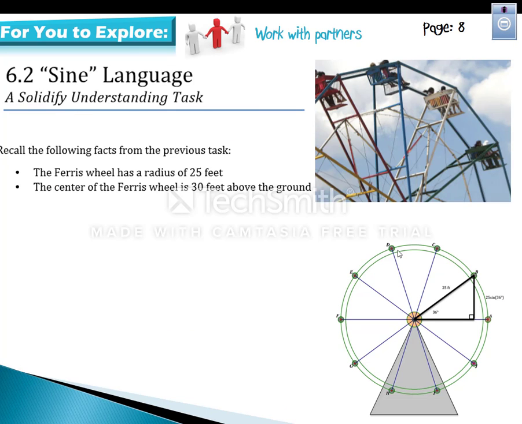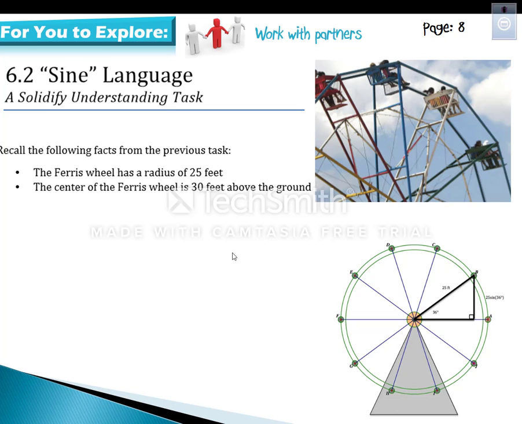Okay, so here we're going to have to reference our little Ferris wheel that we had in 6.1. So go ahead and take that out, and we're just going to recall a couple things. Number one, that the Ferris wheel was invented in 1893, and also by that guy George Washington, not the president though, George Washington Ferris. And we also remember that the radius that was given last time was 25 feet, and from the center of the Ferris wheel, it was 30 feet above the ground. So we know that from the center here all the way down to the bottom, that was 30 feet, and we were able to figure out all the different heights using trig.